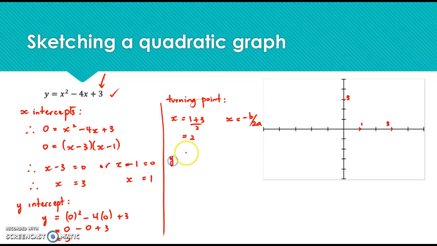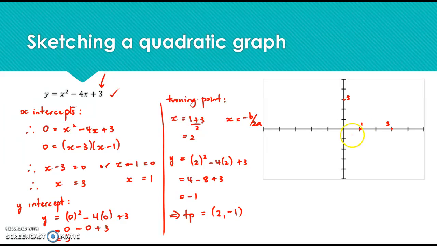Moving now to the y-coordinate of your turning point, all we do is we substitute for the value of x equaling 2 back into our original equation. So it'll be 2 squared minus 4 lots of 2 plus 3, which as we expand out will give us a value of negative 1. So that implies, which is this funny looking arrow here, that our turning point will occur at the point 2, negative 1. And that too can be marked in. So going across to here, we put a little dot in representing our turning point, and we will mark that in as 2 and negative 1.